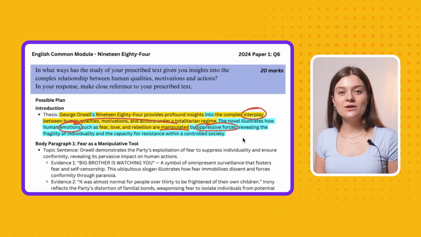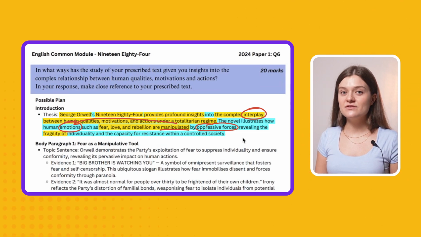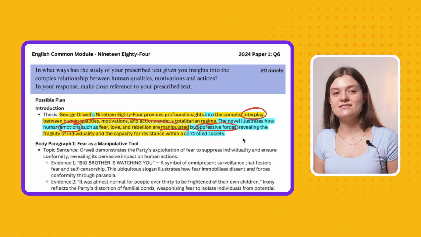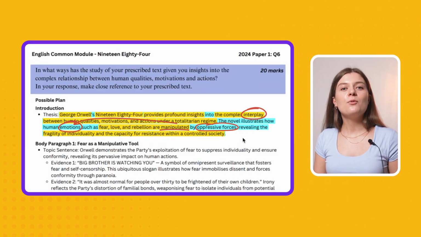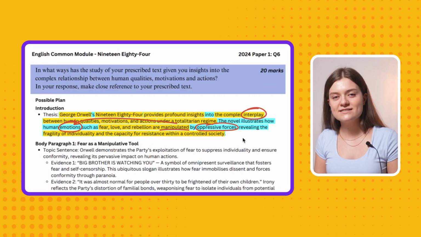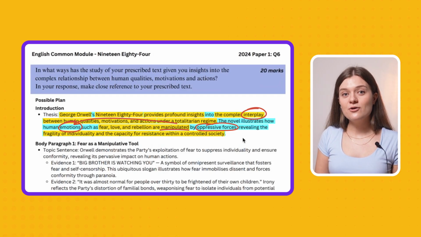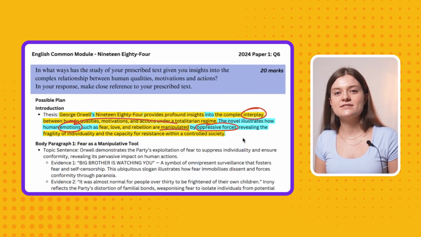And then we close with what the reader is meant to take away from it, revealing the fragility of individuality and the capacity for resistance within a controlled society. This is where your insight comes in. The point of this is not to copy it word for word, but to see how each part of the sentence is doing a job. You can adapt the phrasing to suit your style, but this is a good structure to follow for your statement.